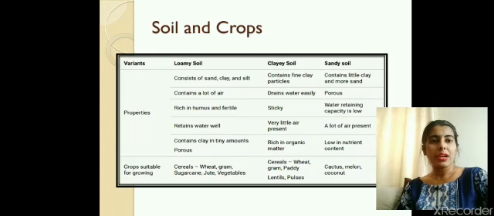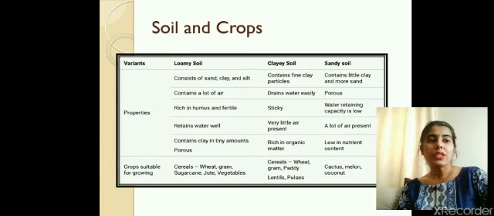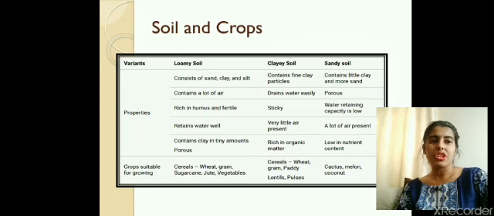Loamy soil is the adequate soil because it contains a mixture of clayey, silt and sandy soil particles. So it contains an adequate amount of air and an adequate amount of water. So it is used majorly by farmers to grow different types of crops, vegetables, etc.